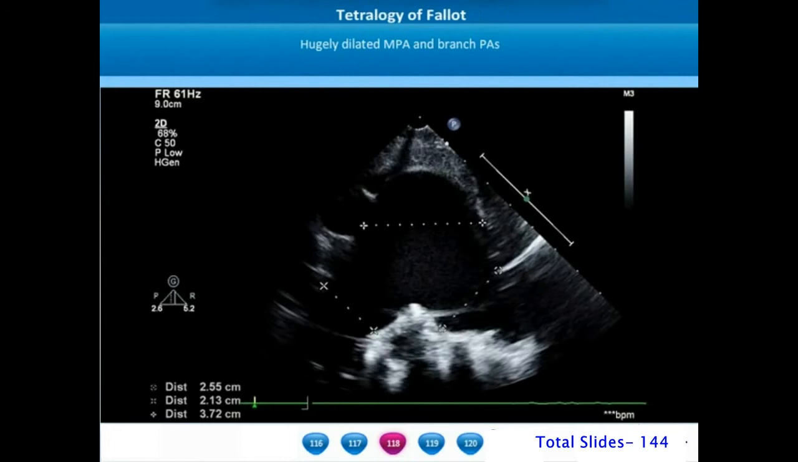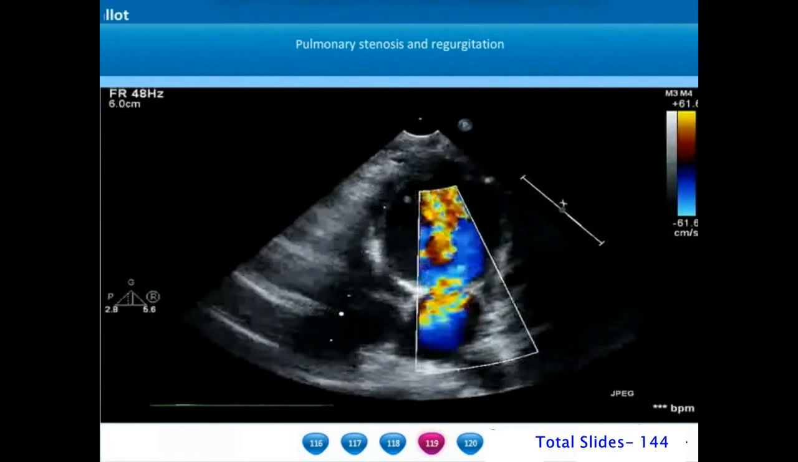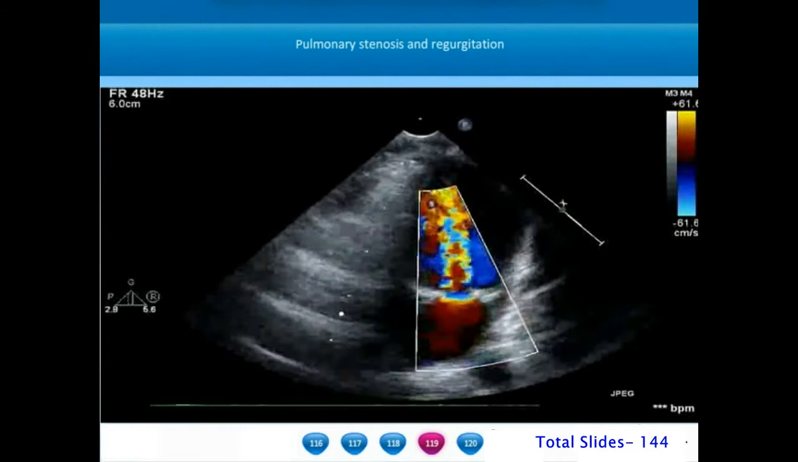The branch pulmonary arteries are aneurysmally dilated. We can appreciate the main pulmonary artery dilated to about 37 millimeters. We can compare the size of the adjacent ascending aorta and the dilated main pulmonary artery. The right and the left pulmonary arteries also measure more than 2 centimeters. Tetralogy with absent pulmonary valve is very often seen in patients with 22q11 deletion mutation.